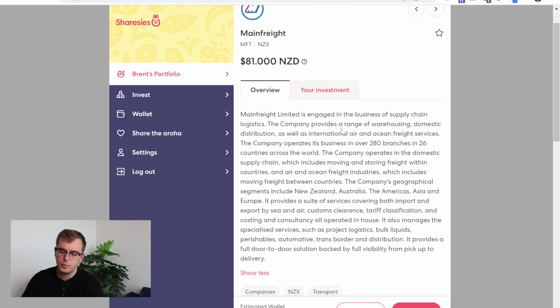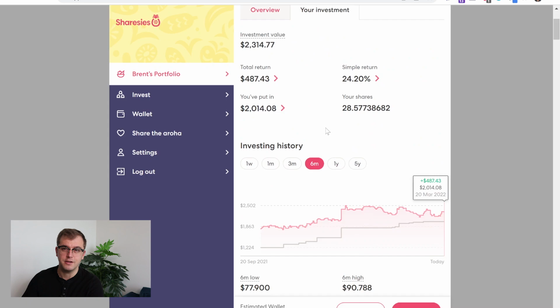As we scroll up, we also have the option of looking at your investment, and this is a way of looking at the profitability of your trades in this company. In my case, for example, you can see that I've put $2,000 of my own money into the company, and it currently has a value of $2,300. The total return is 487.